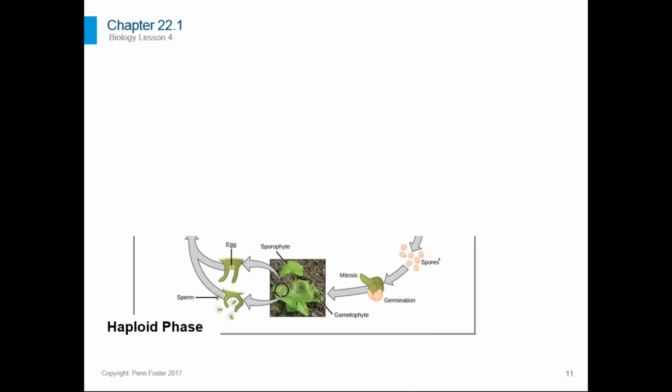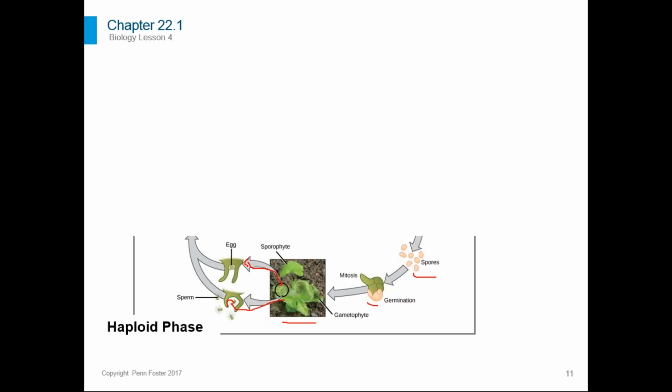So you have the haploid phase of a plant that starts with spores. So these are haploid spores. They've only got one set of chromosomes. They grow into a little plant that only has one set of chromosomes. That little plant makes egg cells and sperm cells that only have one set of chromosomes in each one.